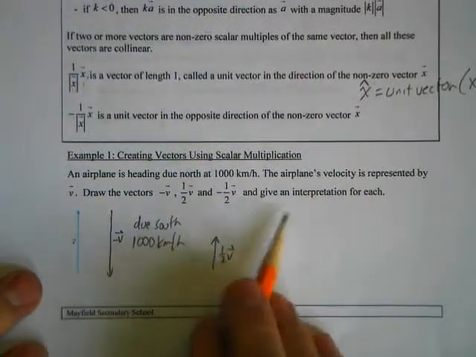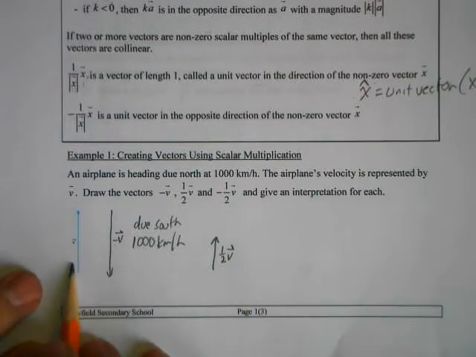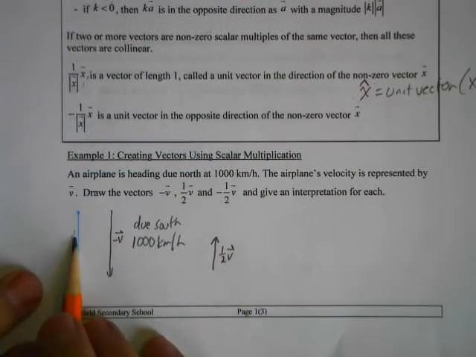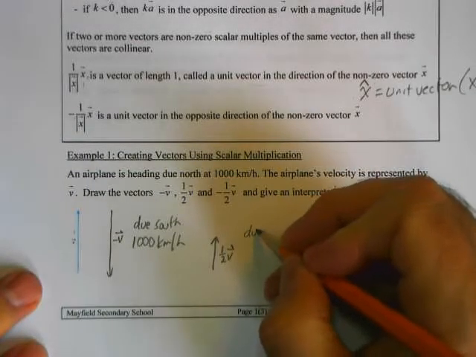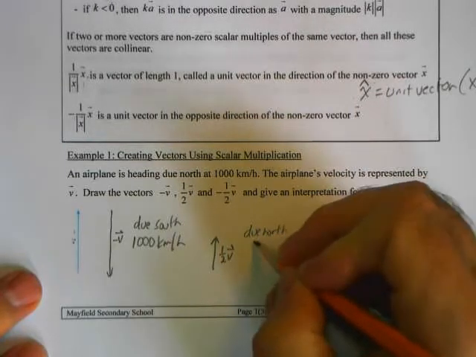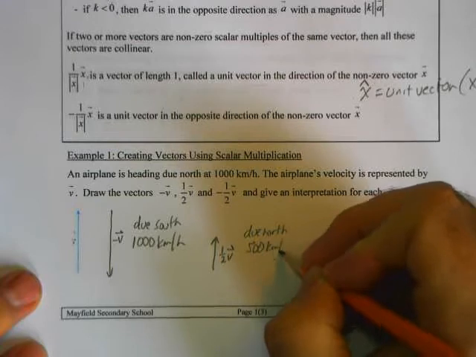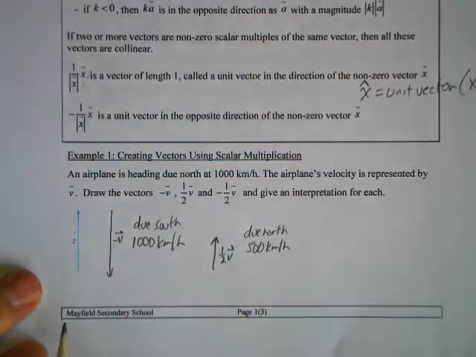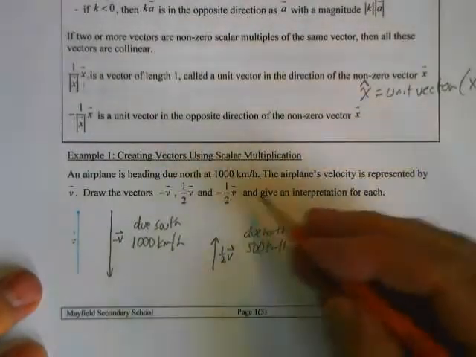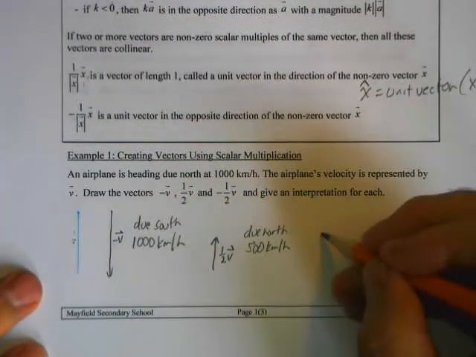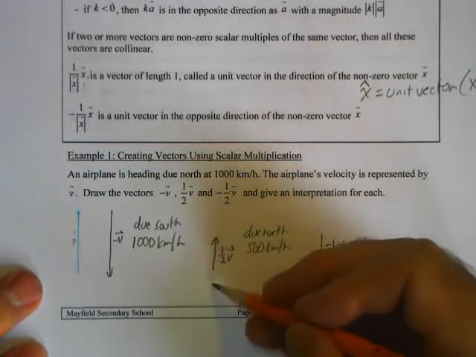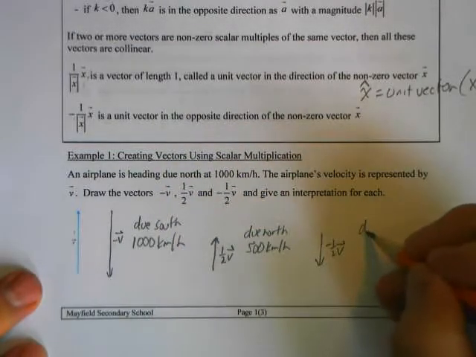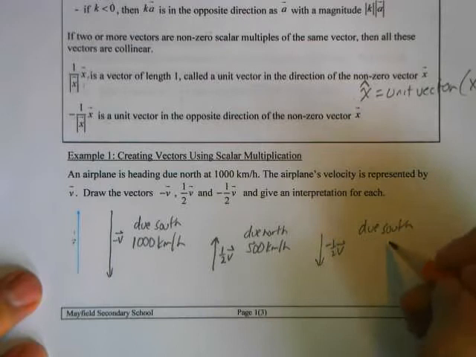And in terms of interpreting what that is, well, it's the same direction as v, so that would be due north, but the magnitude is half, so that would be 500, sorry, due north and 500 kilometers per hour, half the magnitude of the original vector v. And finally, -1/2 v, well, that's just going to be opposite direction of what we just did. So this time, -1/2 v. So that direction is back to due south again. And again, this time the magnitude is 500 kilometers per hour.